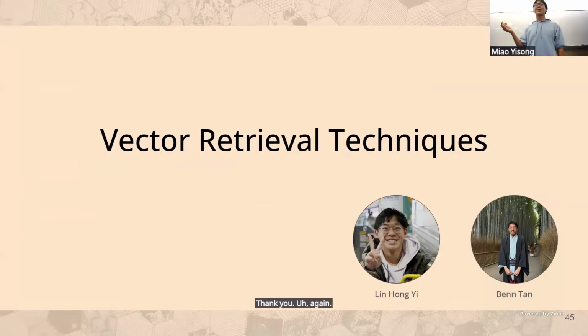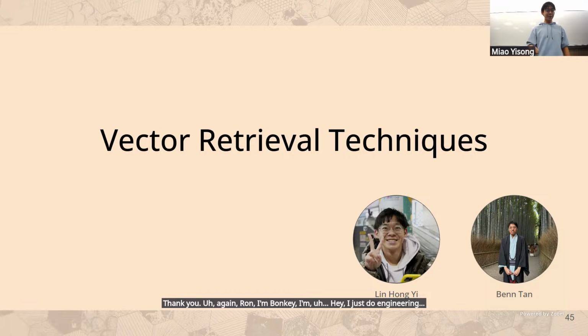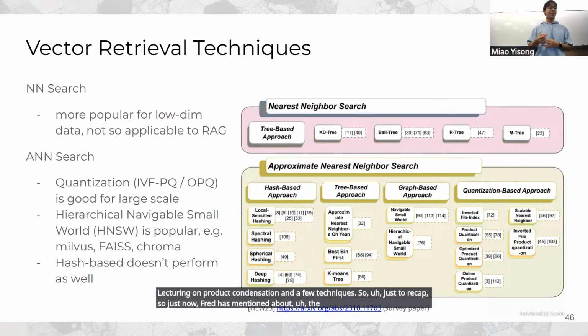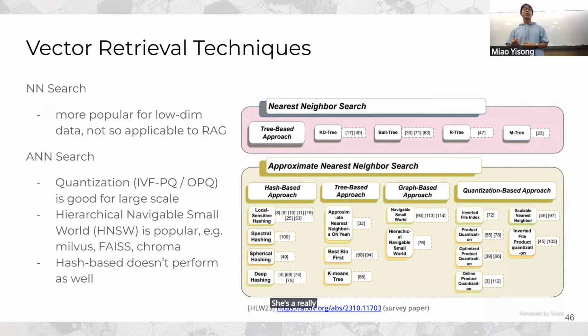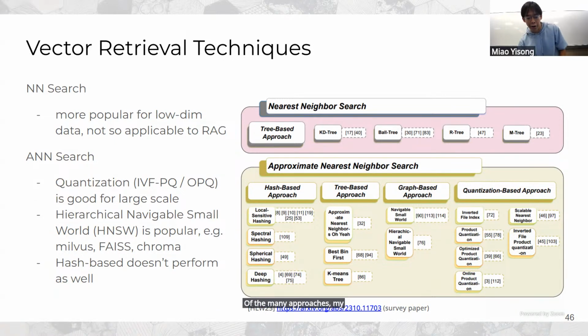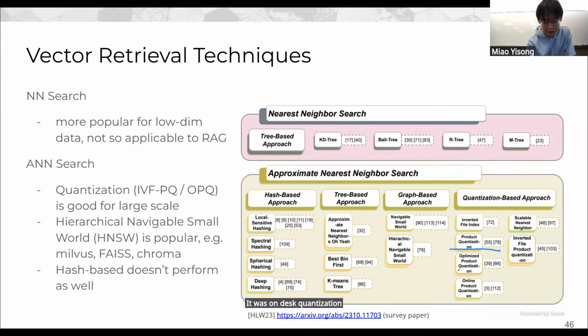Okay, hi everyone. I'm Hongki. I'm a year 2 engineering student. I'll be mostly lecturing on product quantization and a few techniques. Just a recap, just now Fred has mentioned the different nearest neighbor searches. This is really optimal for RAG-based or high dimensional vector embeddings. So usually what we're using is ANN. Out of the many approaches, my focus is mostly on just product quantization and working on these parts.